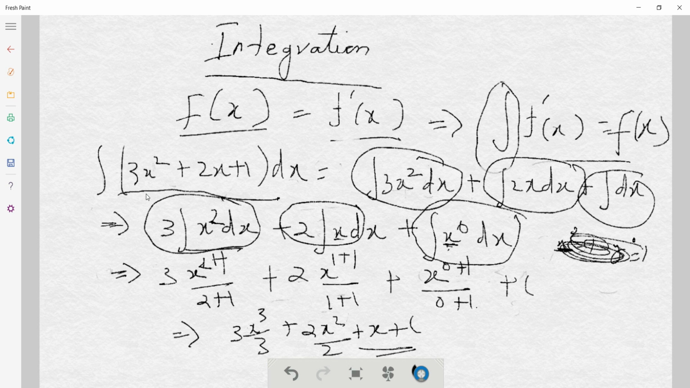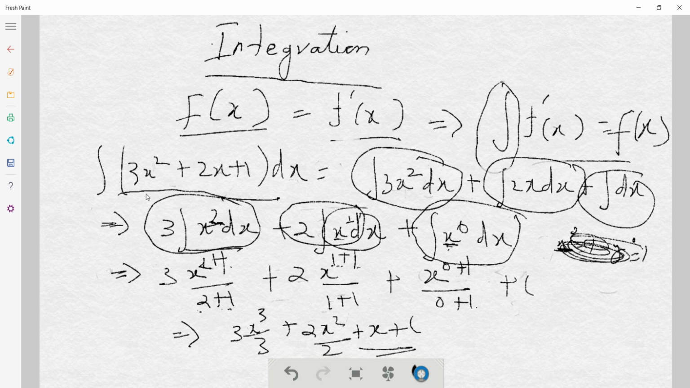Okay, so now we're gonna do the integration of this one. As you remember the property, the formula: the integral of x to the power n equals x to the power n plus 1, divided by n plus 1. Here n is 2, so that is 2 plus 1. Now take the integration of this one, x to the power 1. So n is equal to 1 here, so we do n plus 1, that's 1 plus 1, divided by 1 plus 1.